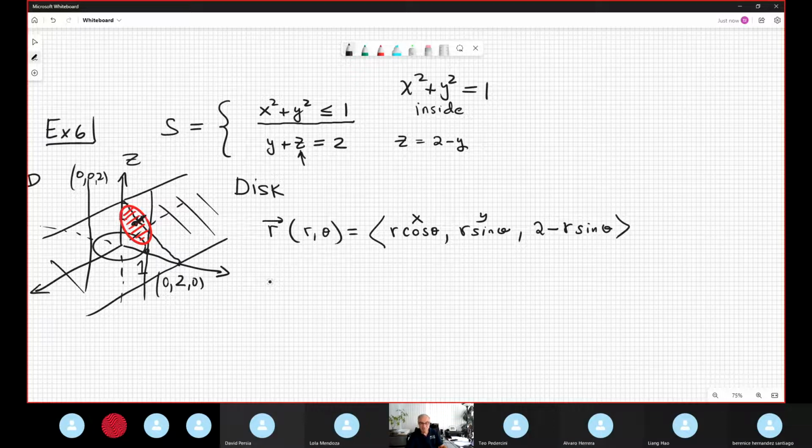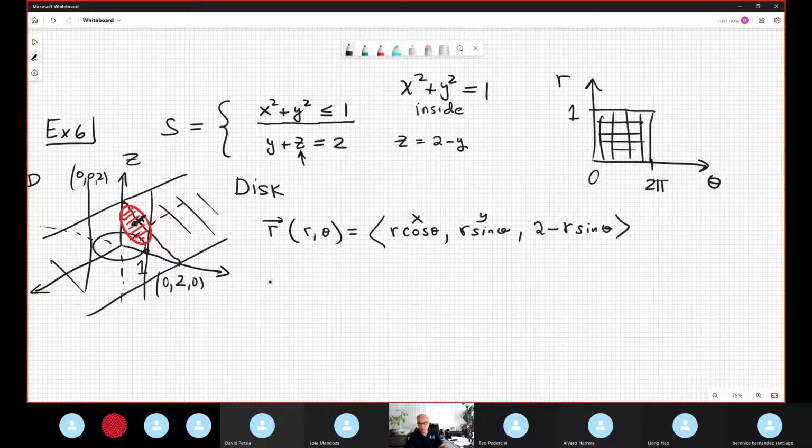Now, the domain is super important. The domain is theta and r. Theta goes from 0 to 2 pi because I want the full elliptical disc. And r goes from 0 to 1 because I know very well that my disc is bounded inside the cylinder with the radius 1. Not necessarily the radius 1, you know, it's the maximum radius 1.